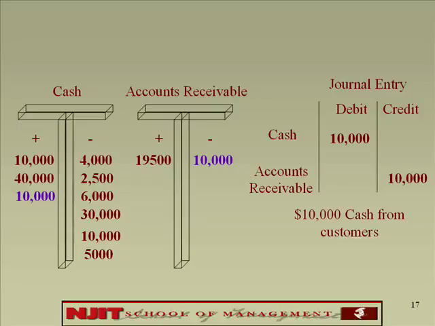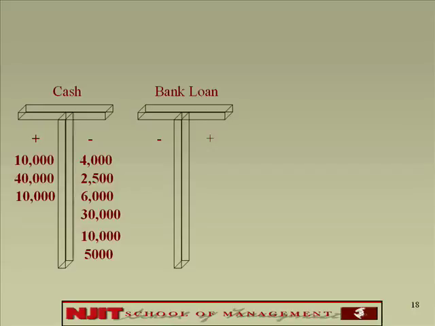Bank loan. It's a liability because you owe money to the bank. So cash, which is an asset, is impacted, and bank loan, which is a liability, is impacted. Looks like this. You have cash and you have bank loan.